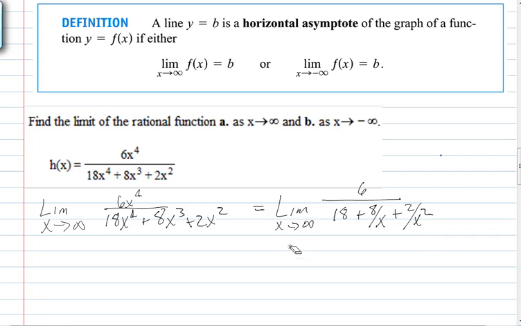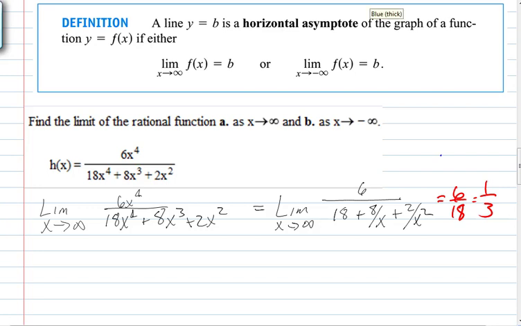Now, using direct substitution, as x goes off to infinity, these two terms are going to go to what? So this is then going to be equal to 6 over 18, which reduces to 1/3. Any questions?